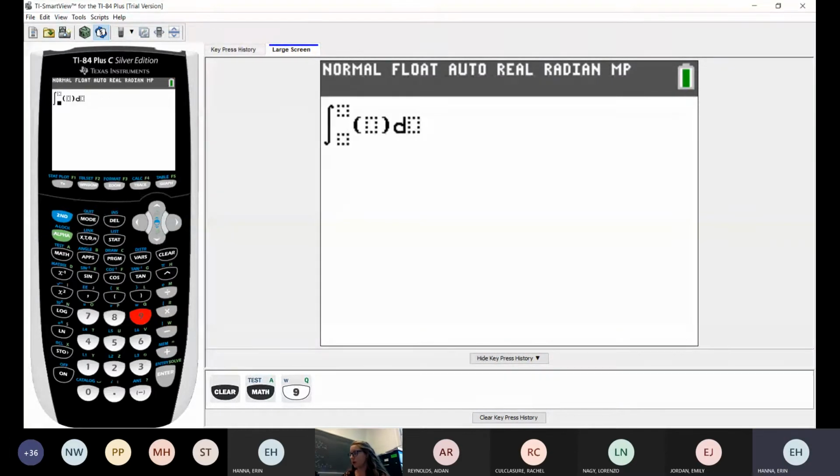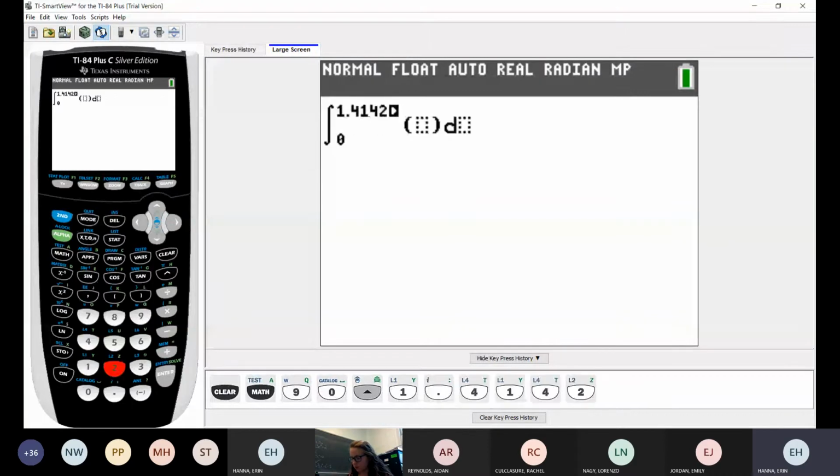So say we wanted to put in one of those two integrals we were just looking at. So we had one from, say, 0, and then you press the up key to get to the next bound. And then it was, what, 1.4142. And then our integrand was 0 minus.